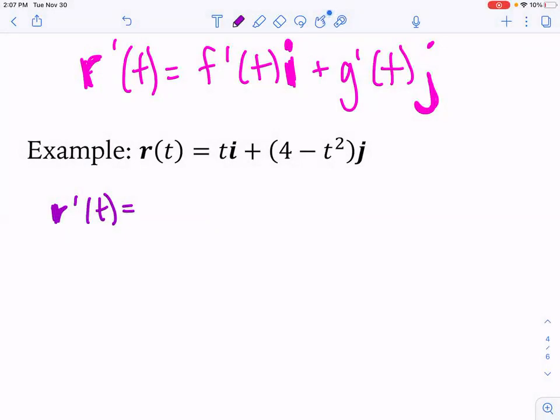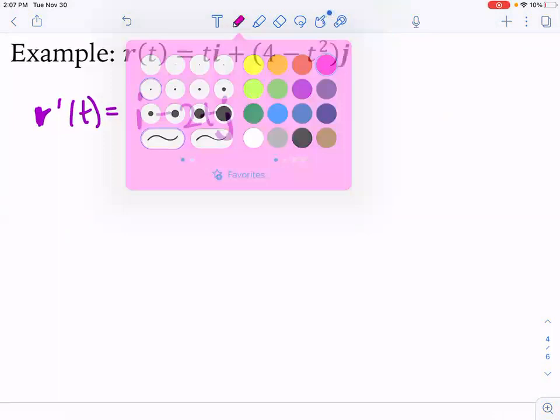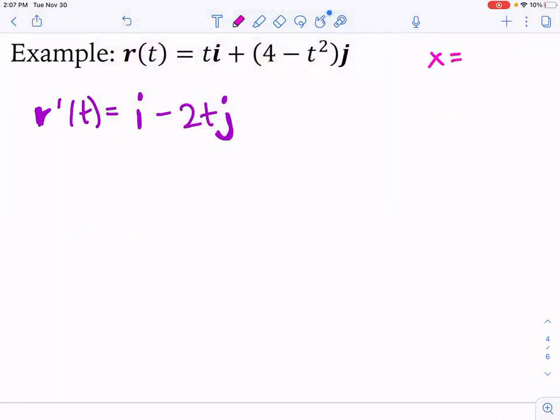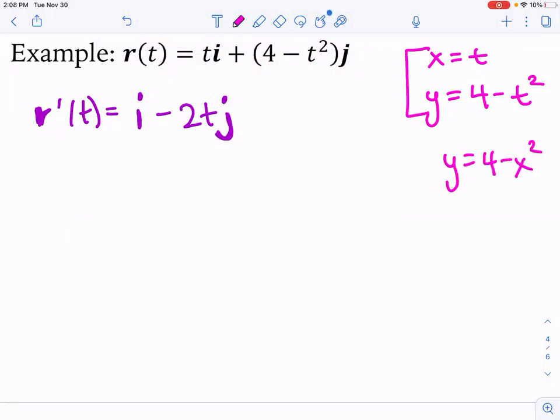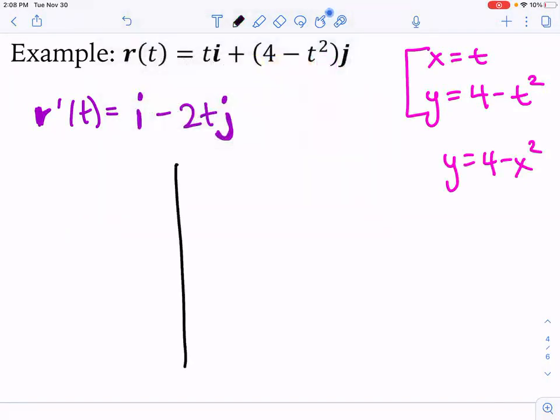All right, Evie, what'd you get? Good. All right, so let's talk about this. I want to look at this graph. If we made these into parametric equations, x equals t and y equals 4 minus t squared, okay? So if we eliminate the parameter, we would have y equals 4 minus x squared. Do you agree? Yes. Thank you.